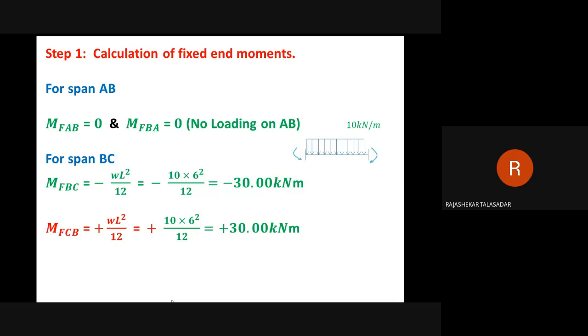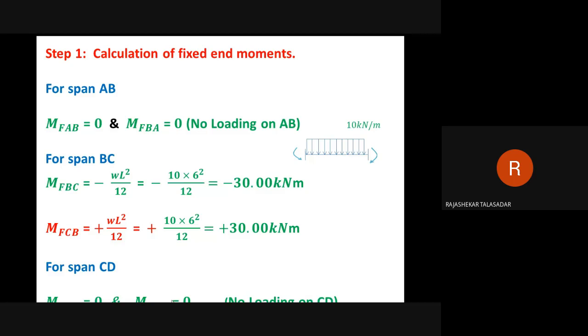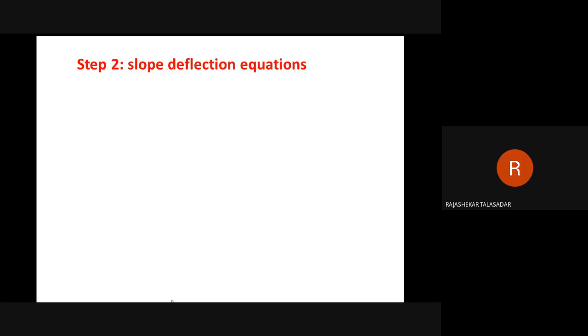Similarly, span CD is again a column, which also carries no loading. Hence the fixed end moments MFCD and MFDC are also 0. This is the same step you did in continuous beams. Next, slope deflection equations. Here I first write the unknown rotations and which rotations are known. Here, which are the known rotations?